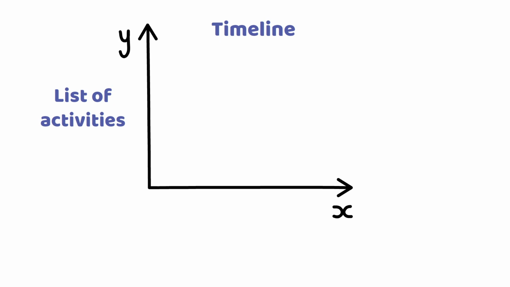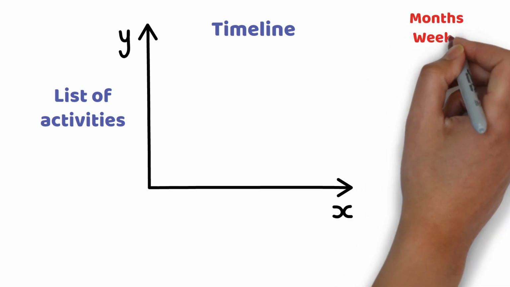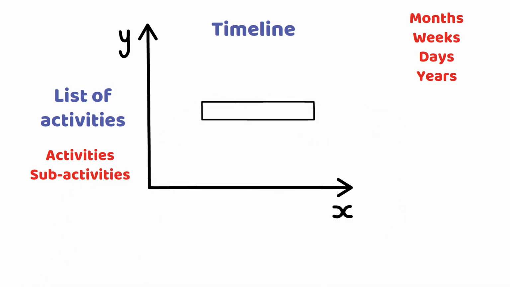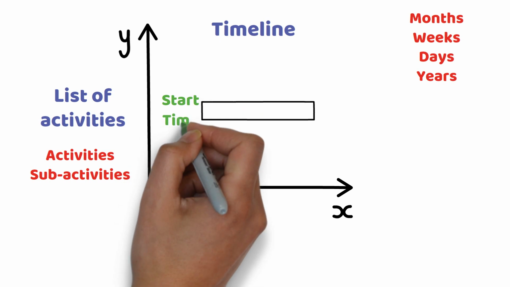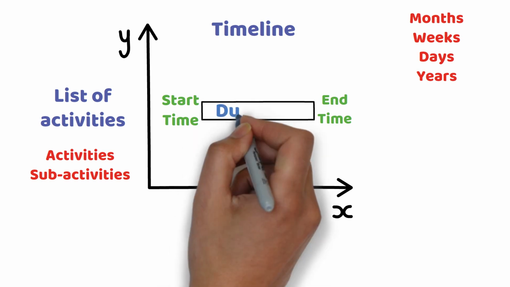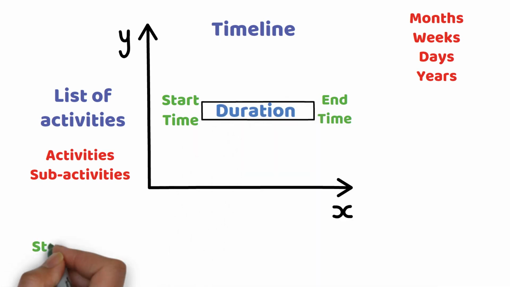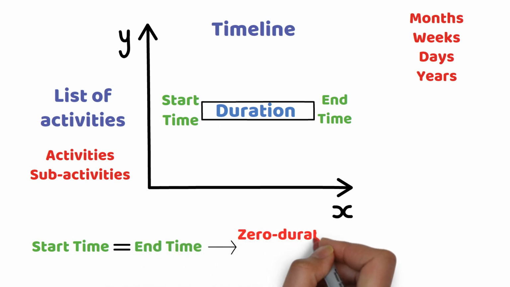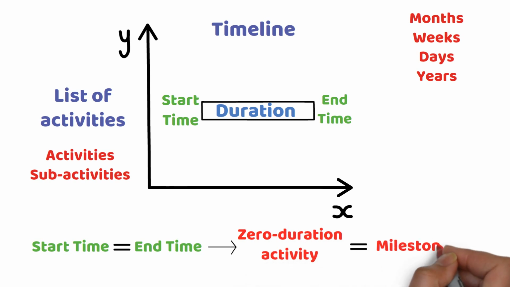Timelines are usually placed on the top and displayed in months, weeks, days, or years. The list of activities is usually placed on the left side. They may be organized into activities and sub-activities. Activities are represented by horizontal bars. In addition to its name, an activity is defined by its start time and end time. The interval between the start time and end time is called the duration of the activity. If the start and end times are identical, the duration is equal to 0. A zero-duration activity is commonly called a milestone.